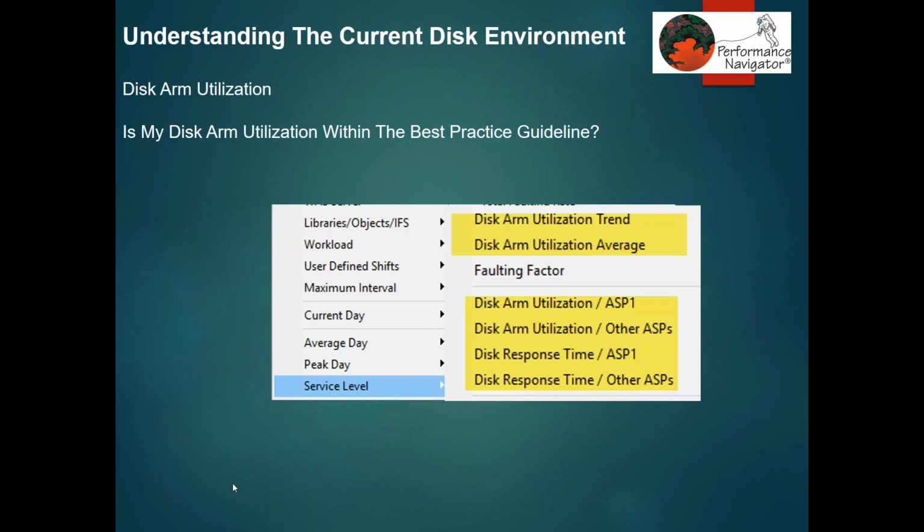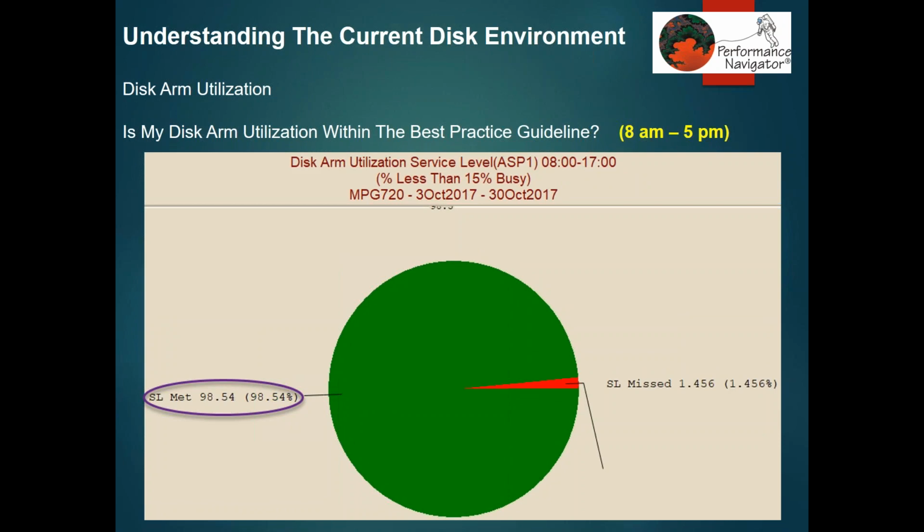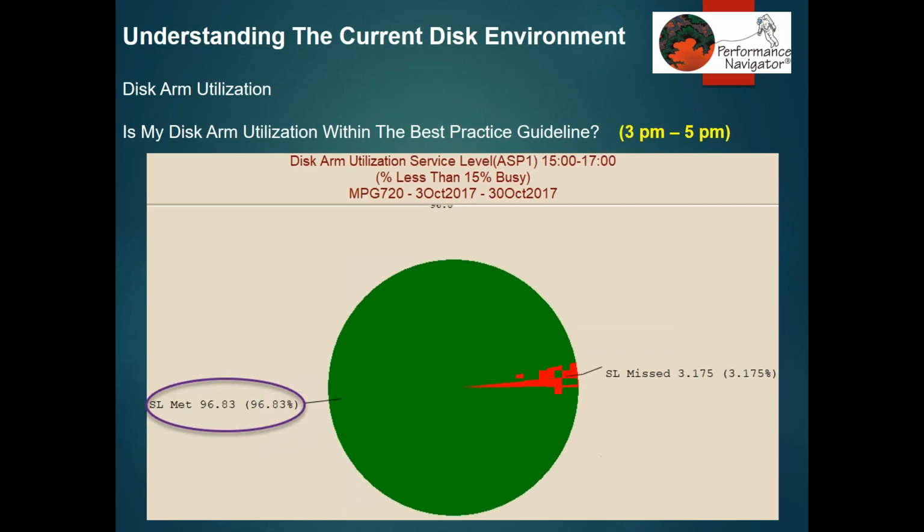Okay, so let's look at disk arm utilization. You can see here a screenshot that I looked at, pretty much October for the whole 24-hour view, and you can see that the service level was 98%. I was under 15% busy. That's awesome. You can also get granular where you can say, okay, what did I do 8 to 5? And what I remember, I always talk about the deliverable my CIO gave me, but I remember it so much because it was such a part of my job description. He said, Doug, I don't care what happens all day.